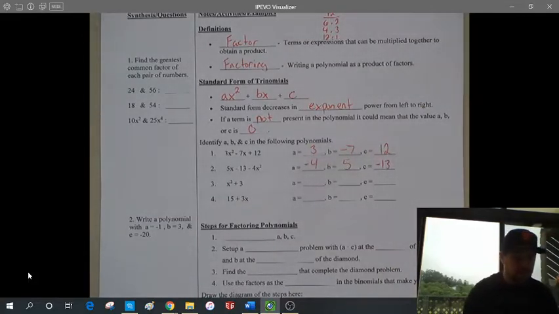For number 3, we have x squared plus 3. So we only have two terms in this. This is technically a binomial then. But if we think of it in terms of a trinomial, again, that means we're missing the x term. So since we're missing the x term, that means that b holds a certain value then.